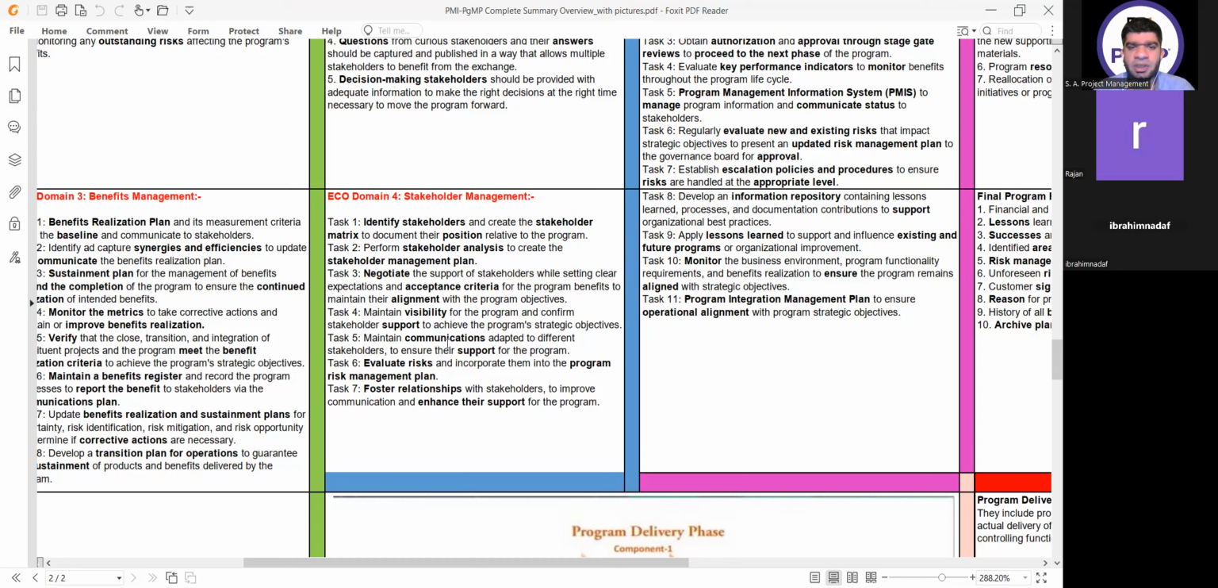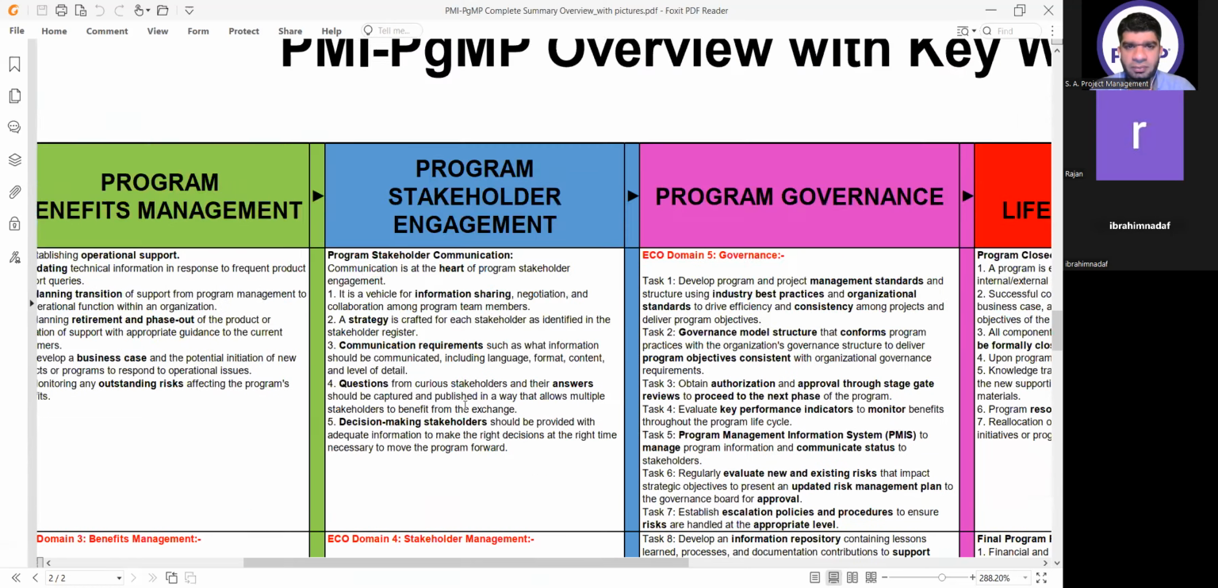Maintain visibility, maintain communication, evaluate risks, and risk is always according to the risk management plan, whatever the type of the risk. And we have to foster the relationships, communicate with them, build trust with the stakeholders to provide their support for the program, because once our stakeholders are satisfied, our program will be successful.